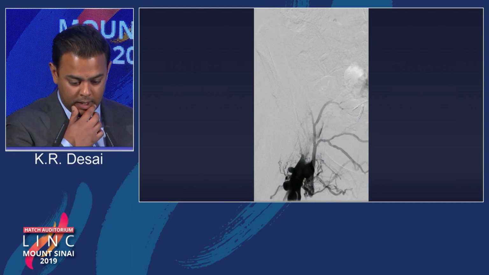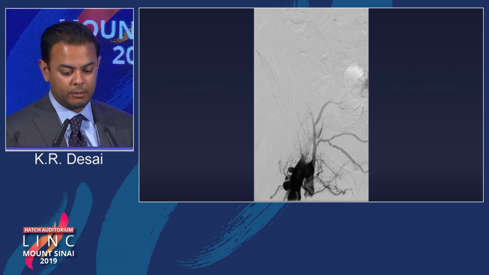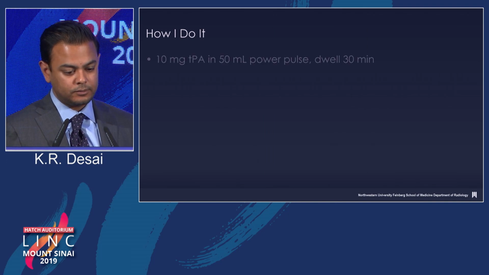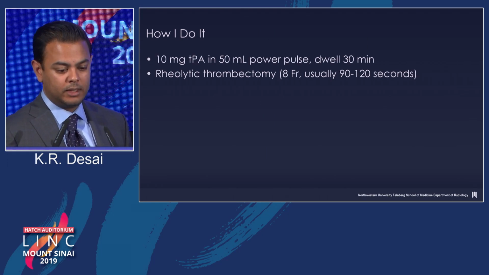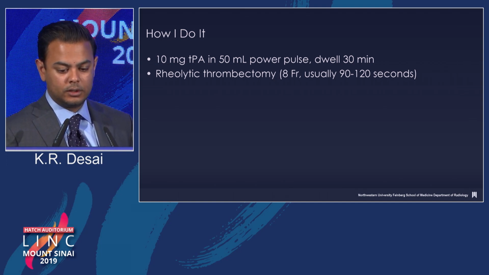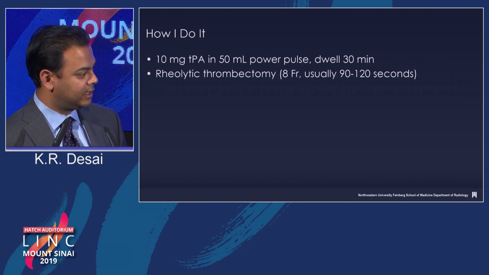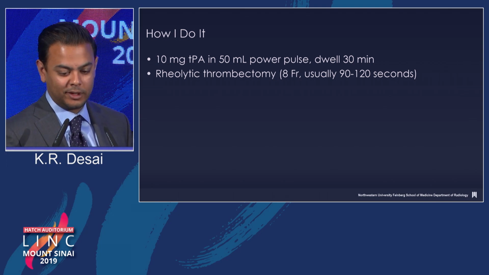So this is how it looked. Everything below the profunda was open, but you can see the common femoral vein is subtotally occluded. There again, you see the tram track sign. We cross. Typically for a single limb, I use 10 milligrams of tPA in a 50 ml saline solution. I let that dwell for 30 minutes if I'm lucky, although the over-under on the last time, I think on this case, was about 11 minutes. The fellows had a bet going on me.